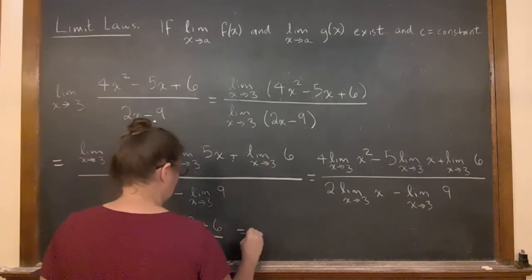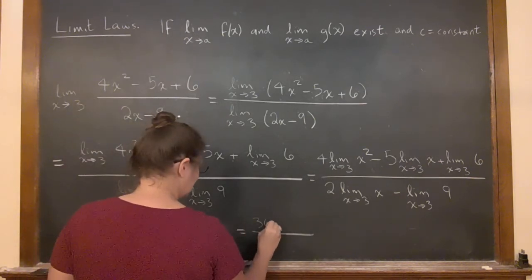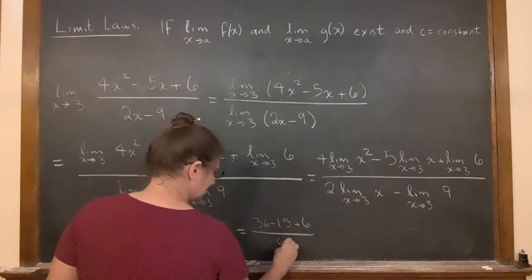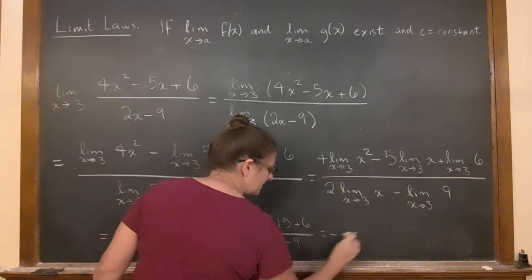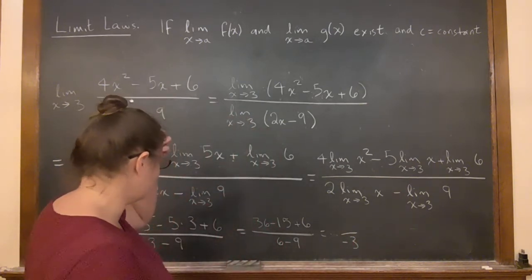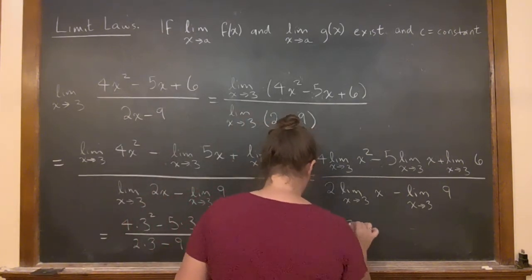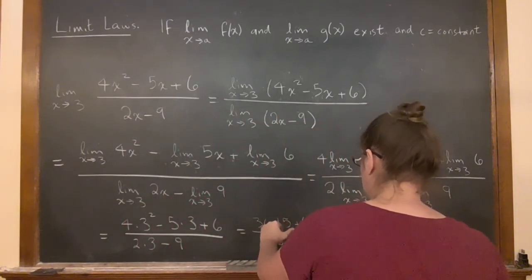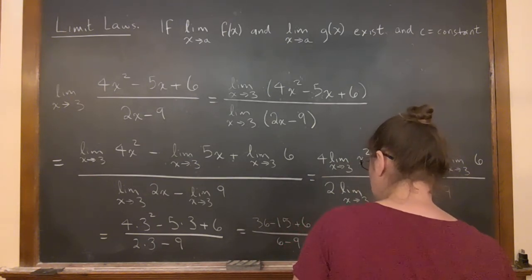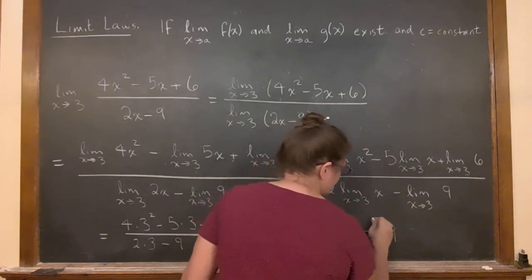Okay, so 4 times 9 is 36 minus 15 plus 6. On this bottom is going to be 6 minus 9. So I have minus 3 in the bottom. And that is 27, right? Because it's 30, but this one is just, is that right? 9? Yeah, that's right. Okay, so the answer is negative 1. Okay?